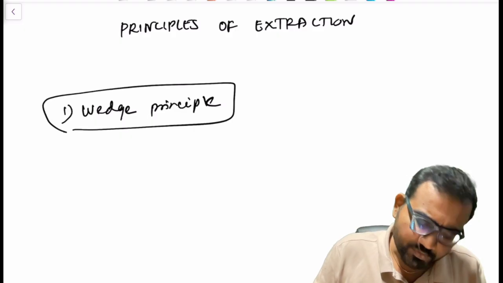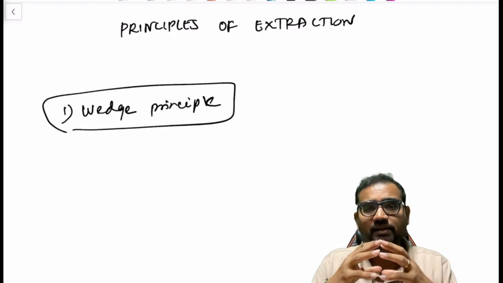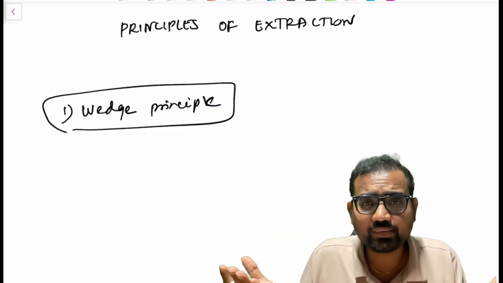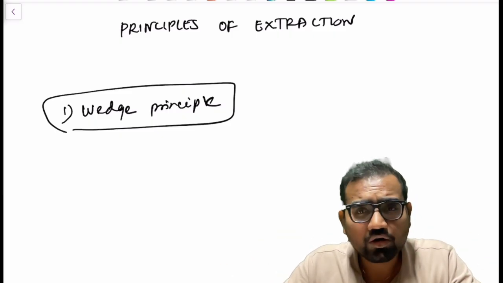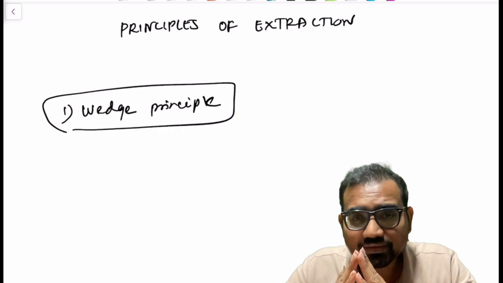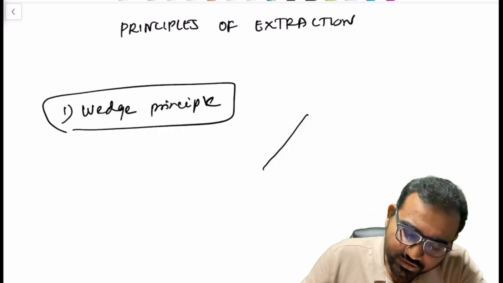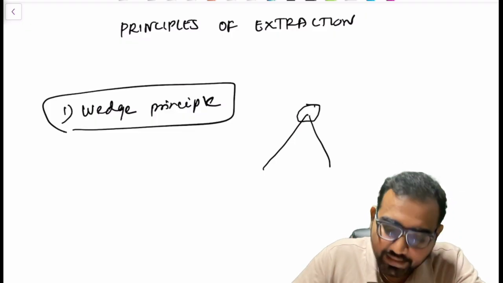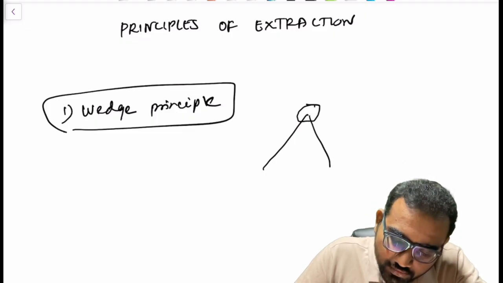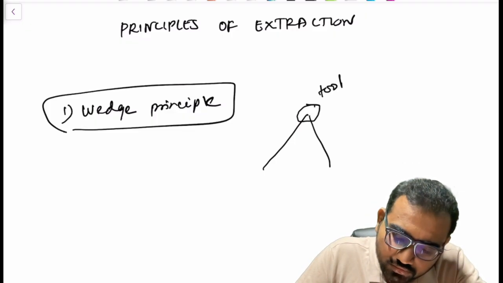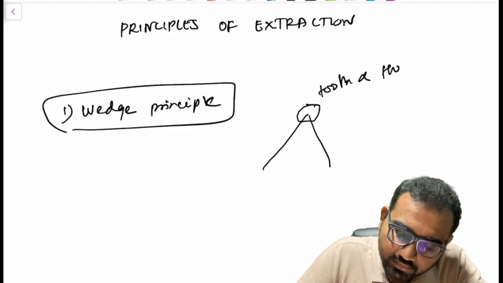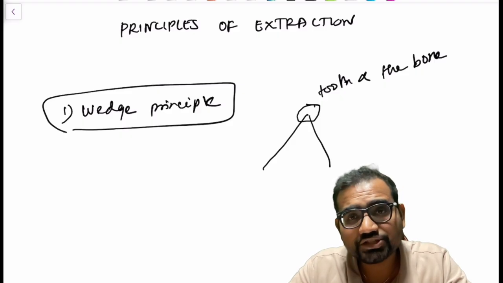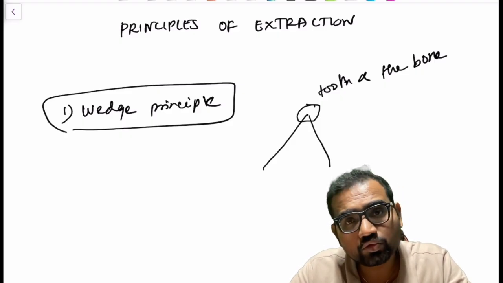So what do you mean by wedge principle? The wedge principle is like a triangular instrument which is in the form of elevators, whatever it may be, straight elevator or periosteal elevator. Because this elevator is a triangle, this portion is engaged to the tooth and the bone. I'm engaging the sharp structure between the tooth and the bone.